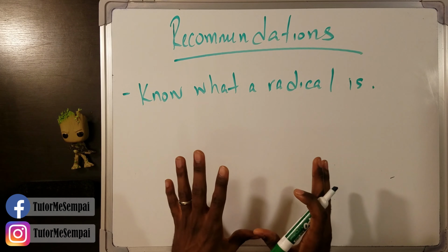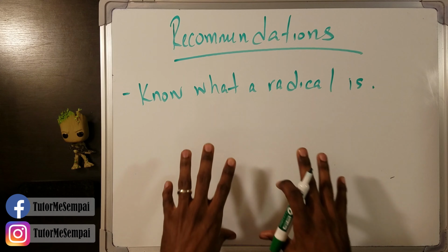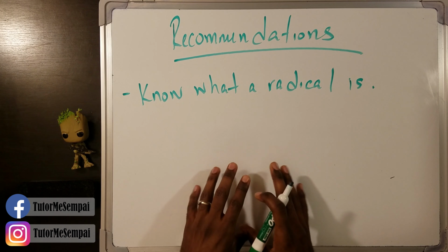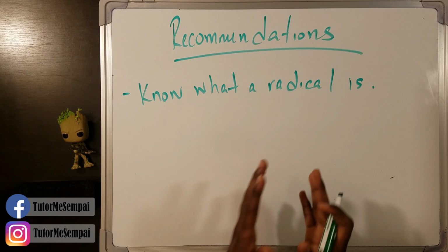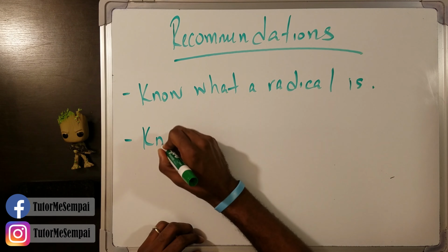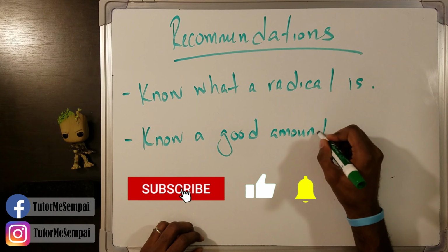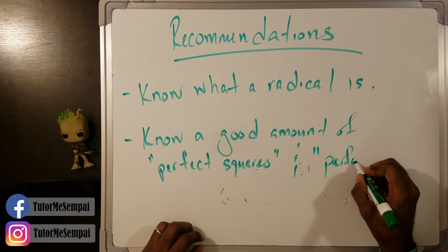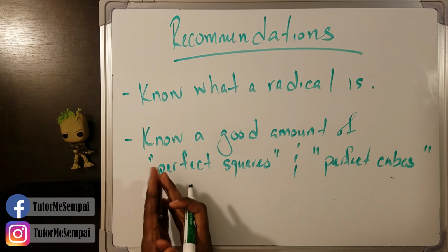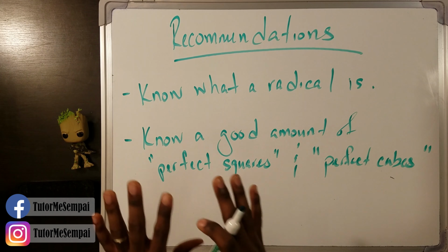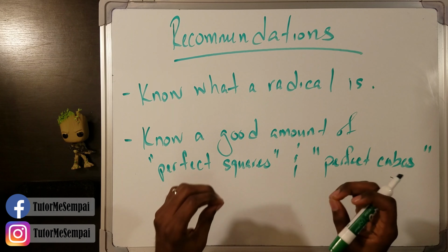The second recommendation I have for you today is going to be super helpful when you're simplifying certain radicals. And that's knowing your perfect squares and your perfect cubes, or at least knowing a good chunk of them. If you know a good amount of your perfect squares and your perfect cubes, that's going to make simplifying your square roots and your cube roots much faster.